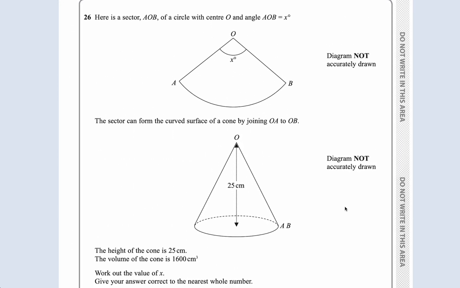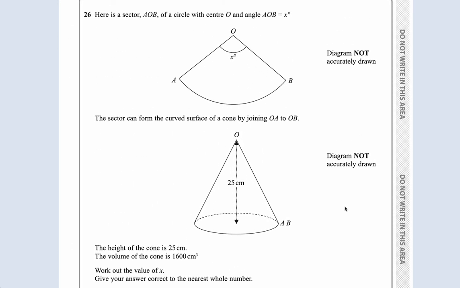Right. We have a sector. I'm assuming, guys, this is going to be tricky because it's the last question and it's a sector. Here's the sector of a circle with center O. This angle is x. The sector can form the curved surface of a cone by joining OA and OB, right? So I've actually done this. I remember in real life, you can get a sector, join A and B, and you get the curved bit of the cone.